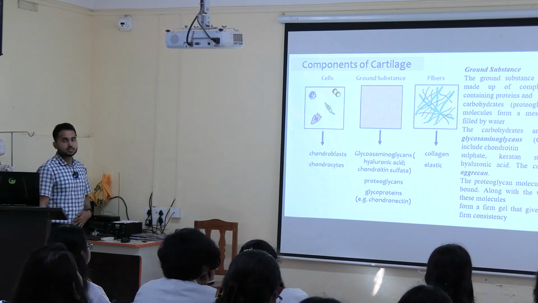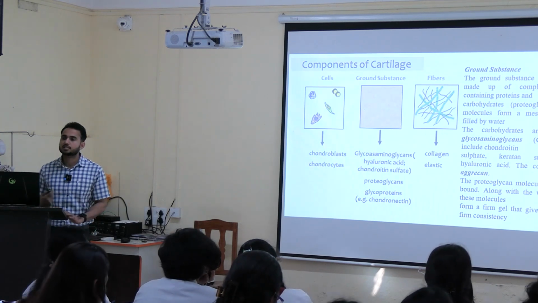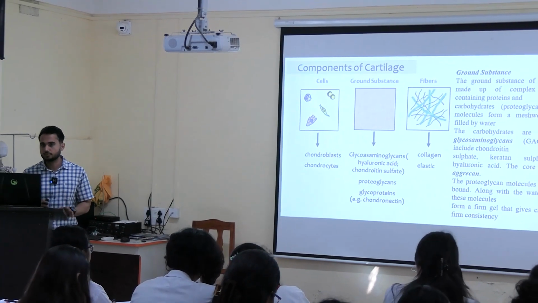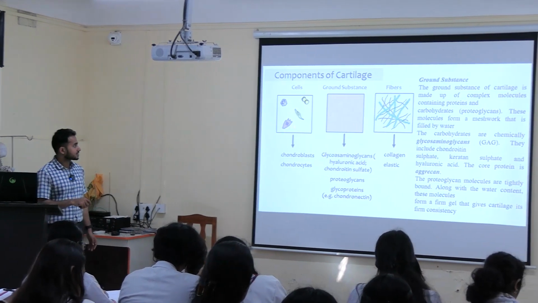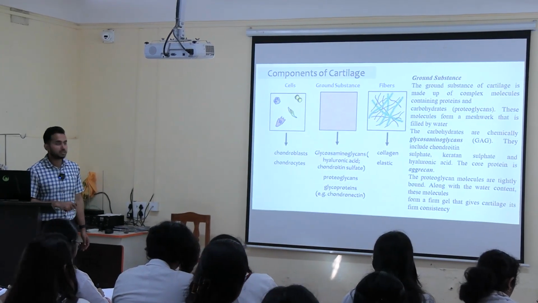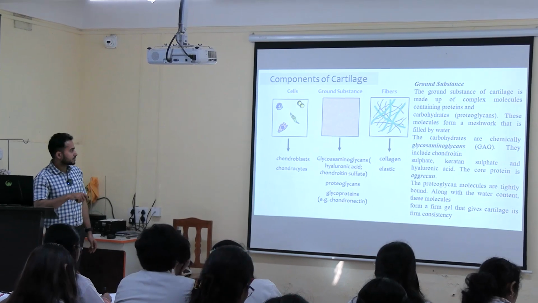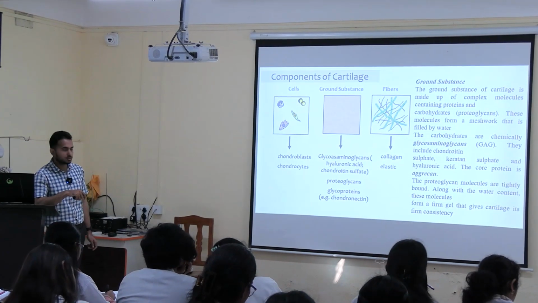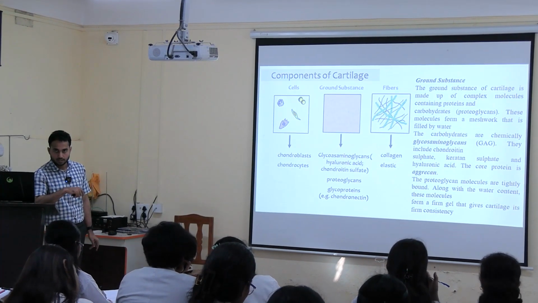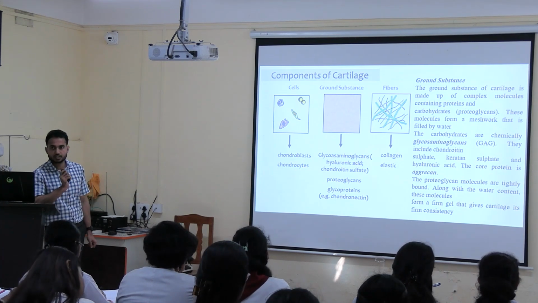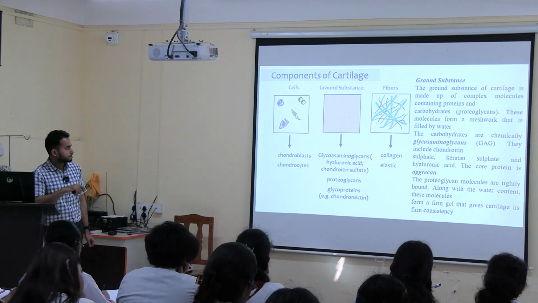Next, the components of the cartilage. So we know that cartilage is a specialized connective tissue. That means all the components will be there. So it will have cells, ground substance, and fibers also. In cells, only two types of cells are there, chondroblasts and chondrocytes. Chondrocytes are the mature cells, and chondroblasts are the immature cells.